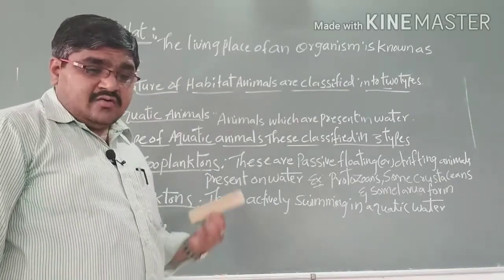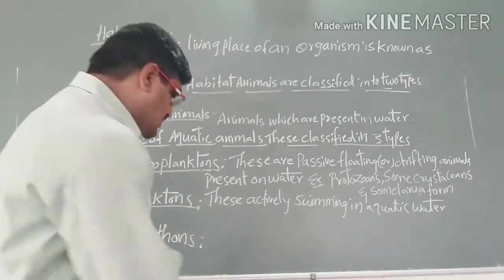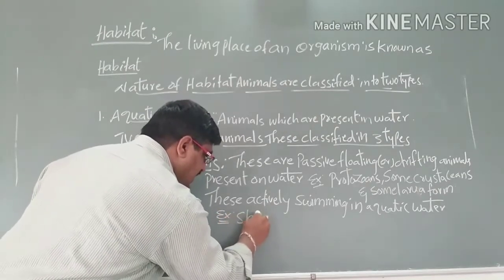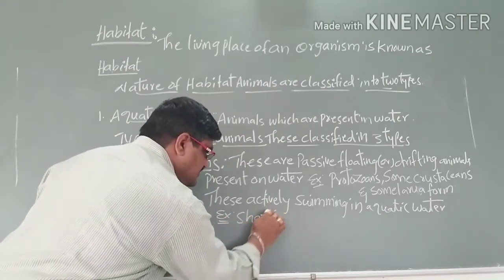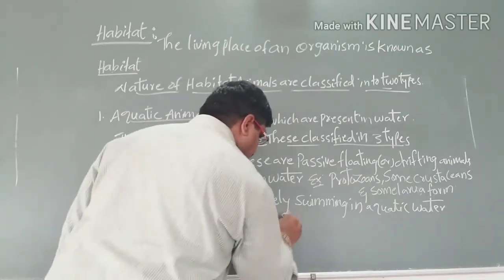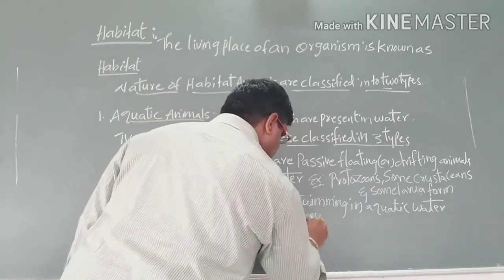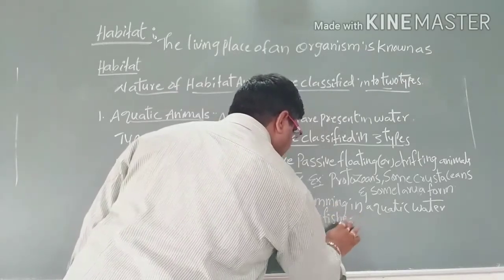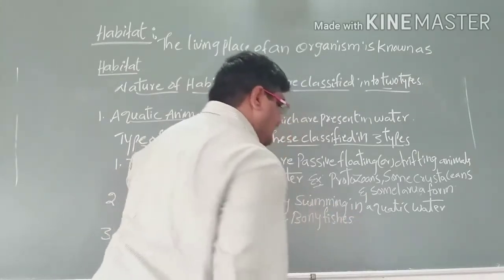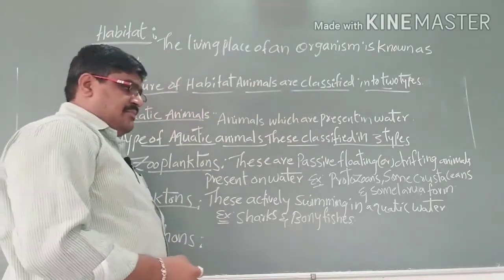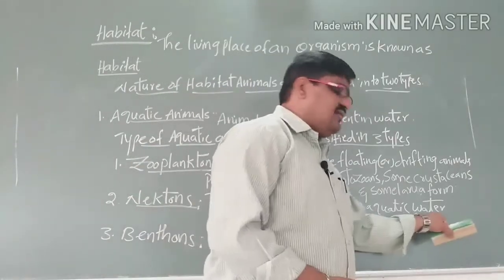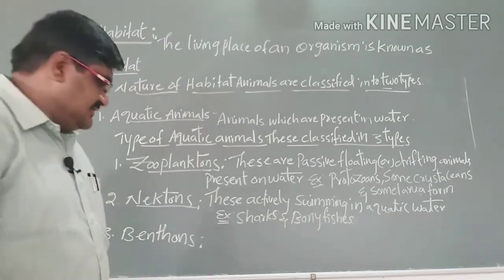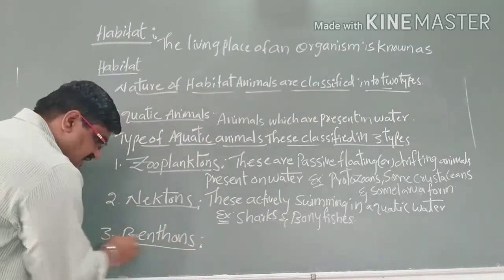Examples we can take are sharks and bony fishes. That means they actively swim in the aquatic water, on the surface of the water. We can call them nectons.